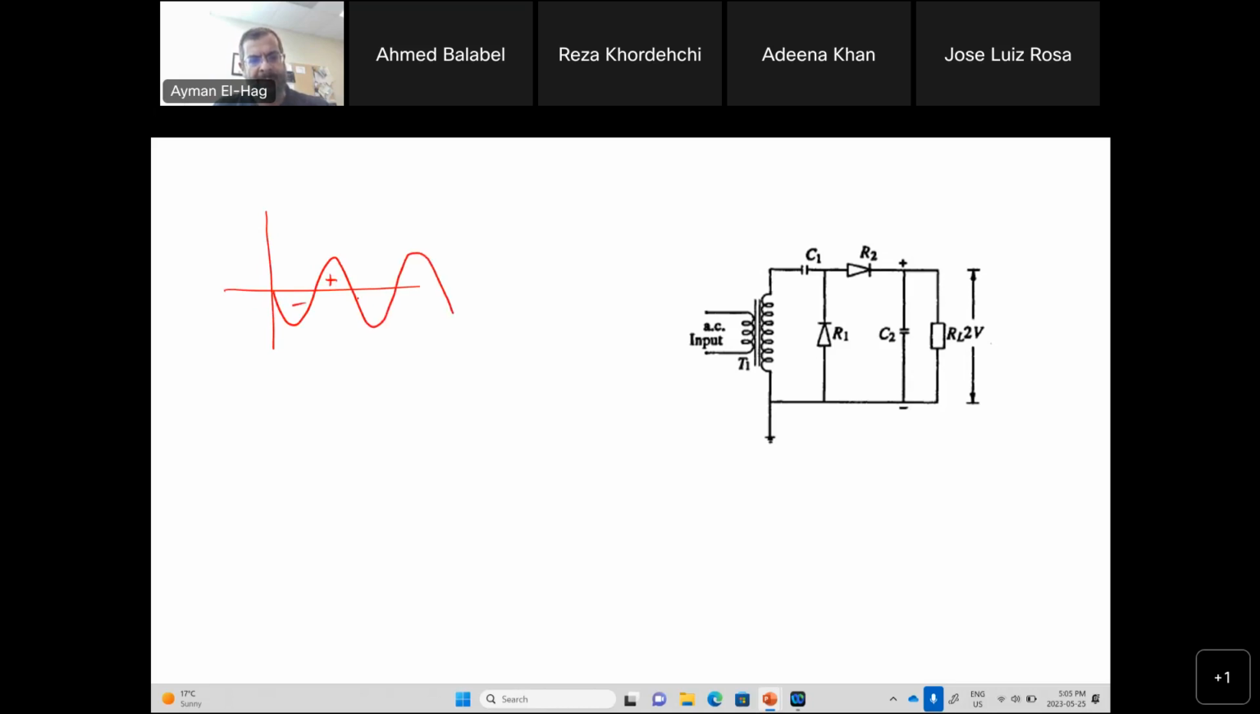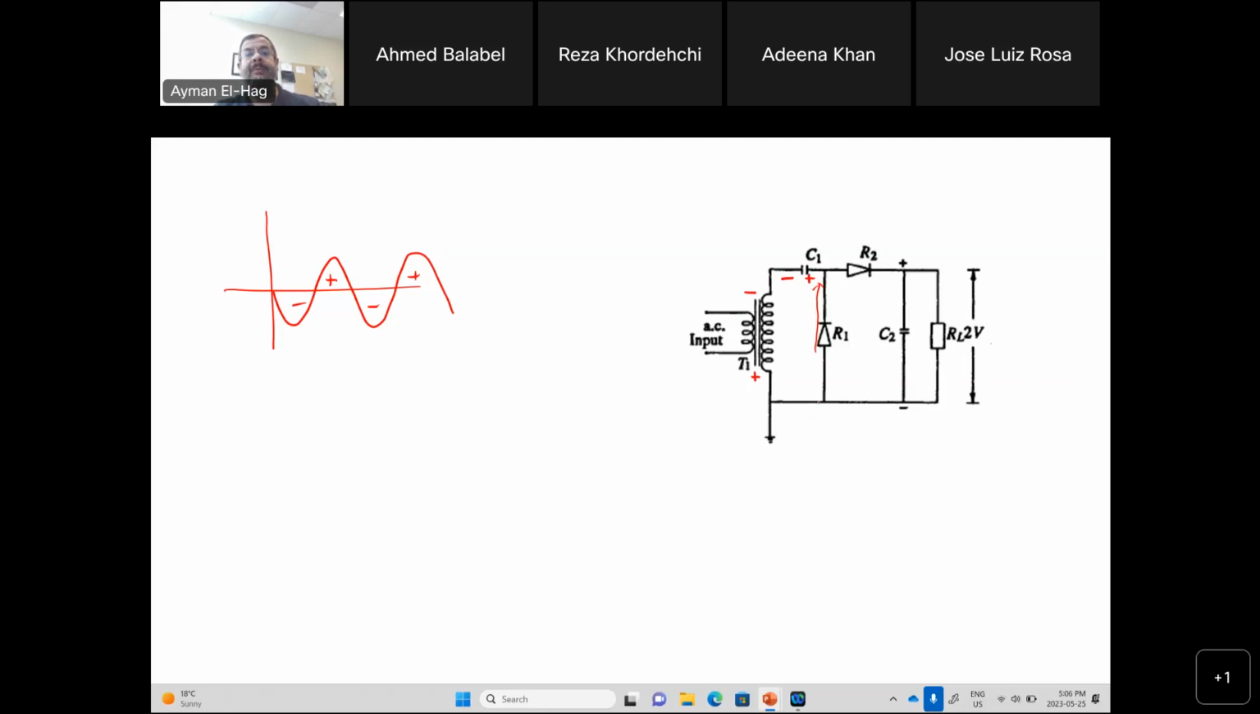Negative, positive, negative, and positive. So we start with the negative, basically. So this becomes plus and minus because the polarity is now reversed. So now when it comes here, this diode will be forward biased. The other diode will be reverse biased. So this will be going this way and will be charging the capacitor during the negative cycle.